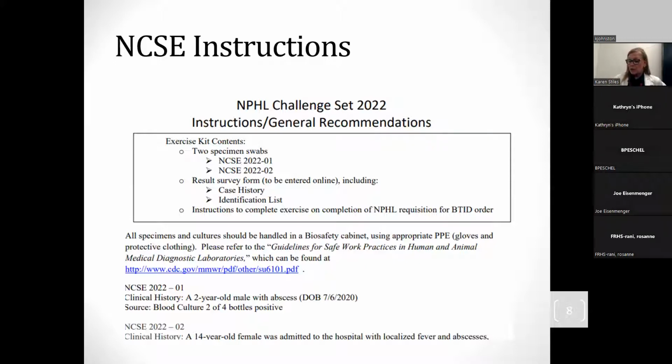All right. So first and foremost, all laboratorians need to remember that these are organisms that can be dangerous. They are not life-threatening like the real thing, but we do highly recommend that they be worked up in the biosafety cabinet, and you need to know the guidelines of using the biosafety cabinet. And there's information in here on doing it.